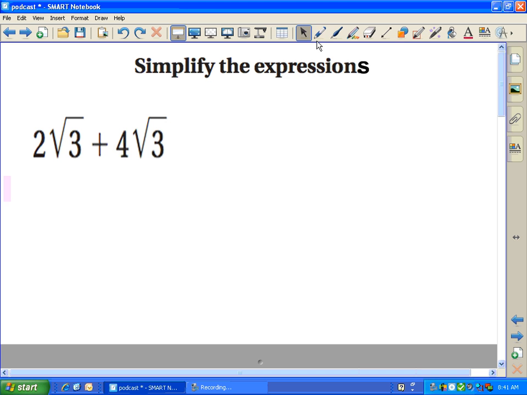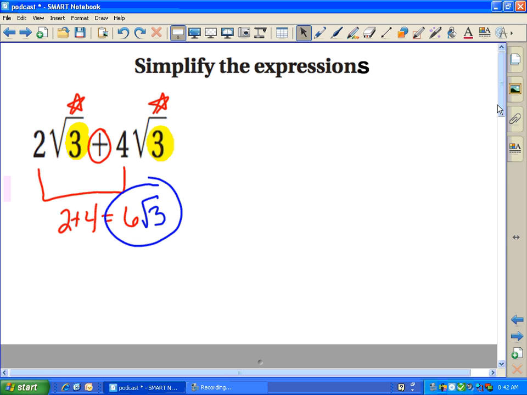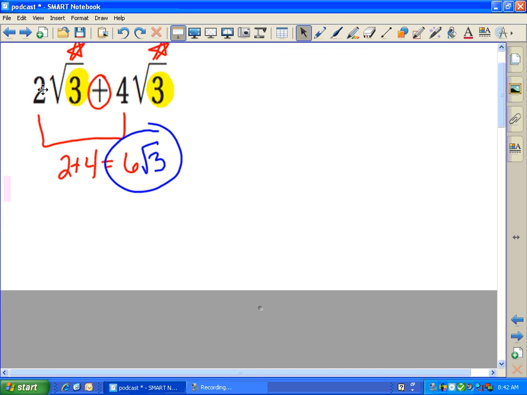All right, guys, I'm asked to simplify this expression. First thing I'm going to ask myself, do I have like terms? Yes, I do have like terms, so I'll either give them both stars or both hearts. I'm asked to add the coefficients. 2 plus 4 gives me 6. Both of them are the square root of 3. Once they are the same, keep them the same. My answer to this problem would be 6 square roots of 3. Once your square roots are the same, keep them the same.